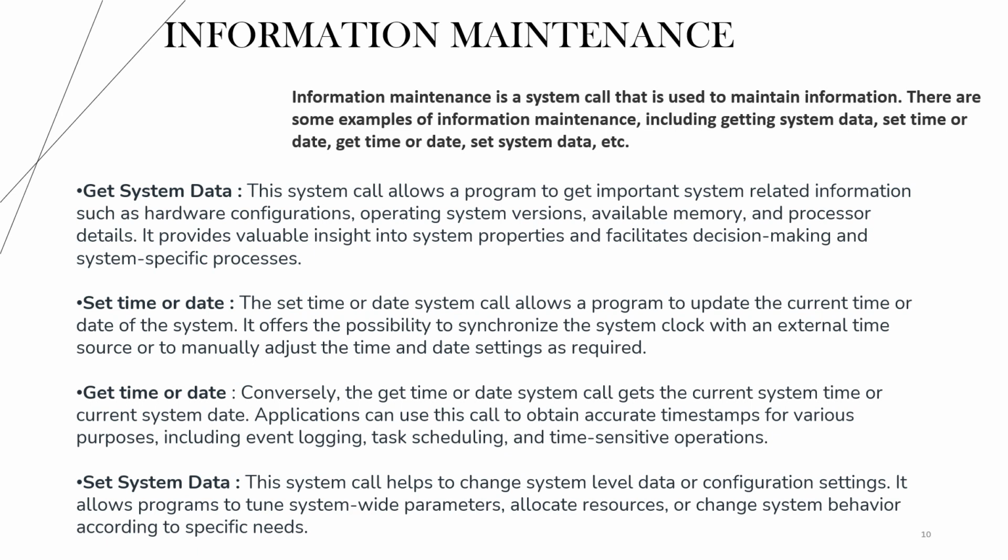Set system data. This system call helps to change system level data or configuration settings. It allows programs to tune system wide parameters, allocate resources, or change system behavior according to the specific needs.